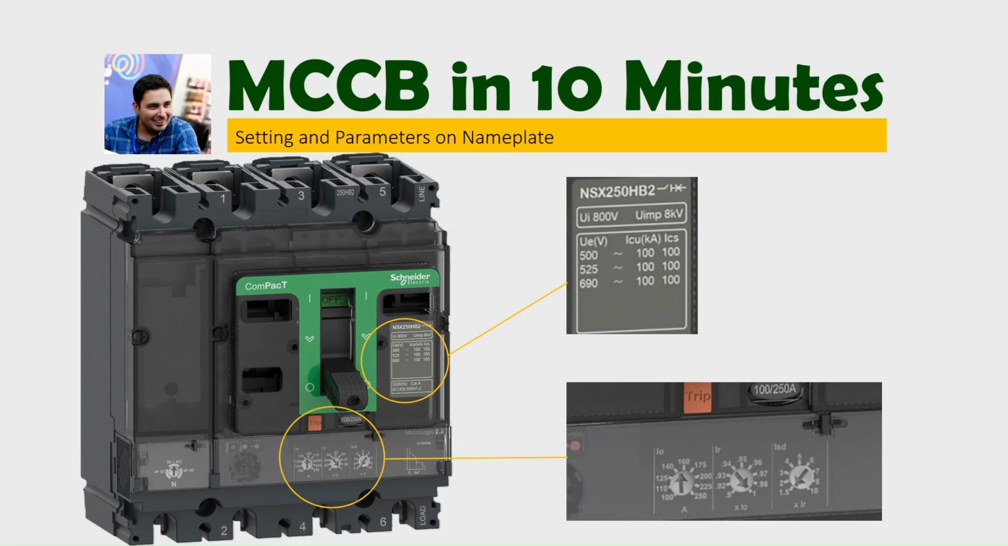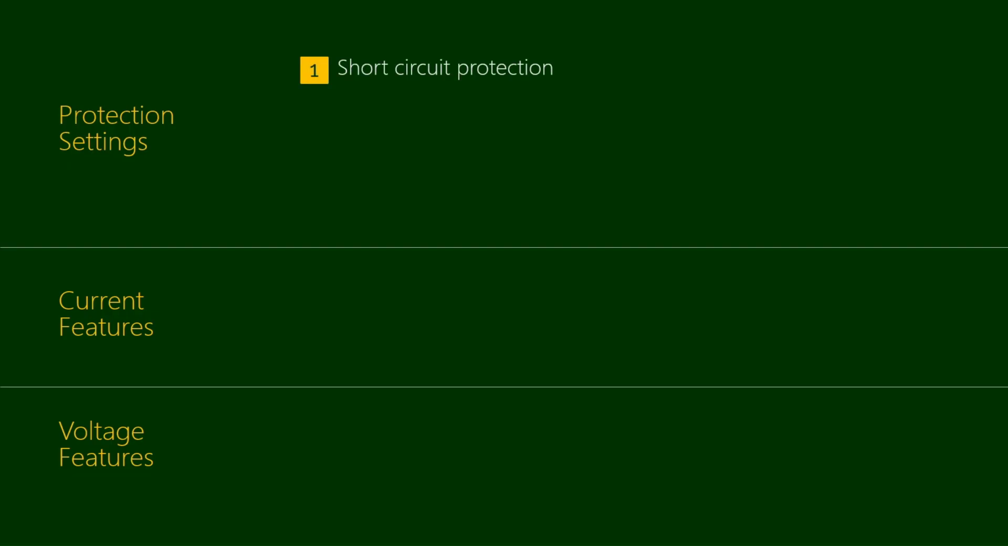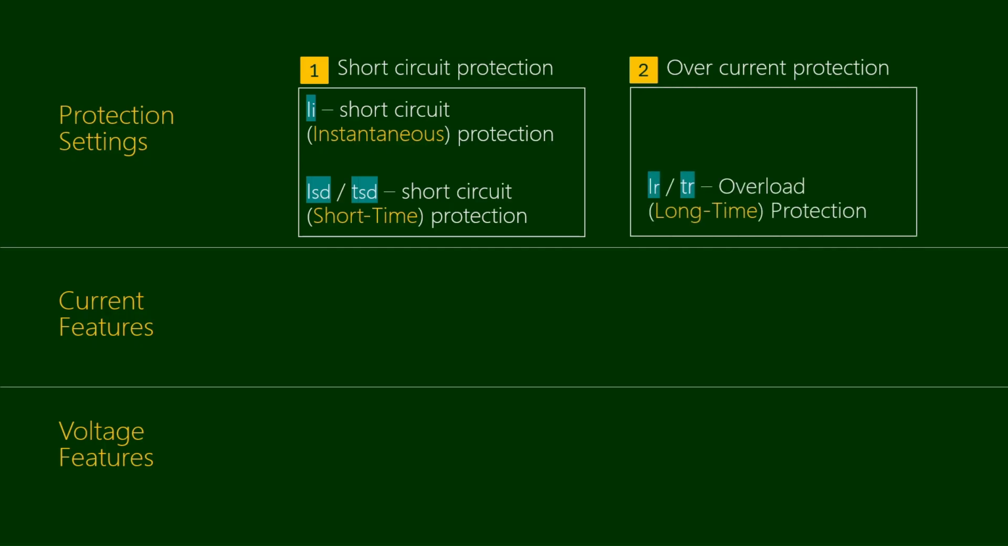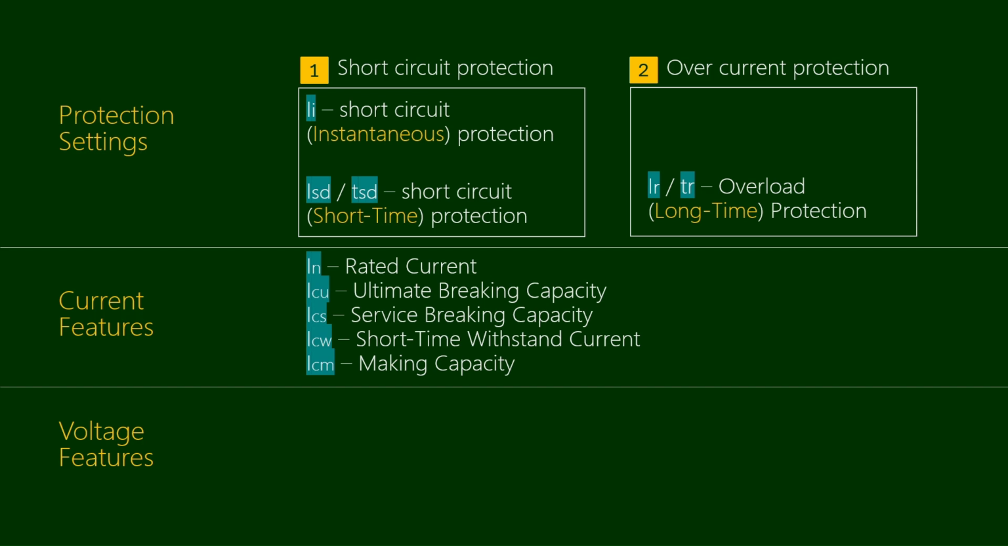So in this video, we'll break everything down into 3 clear categories on an MCCB: voltage features, current features, and protection settings. This classification is based on the fact that MCCBs provide 3 main protection functions: short circuit protection, which includes both instantaneous and short time operation, and overload protection, which is the long time function. There are additional protection features related to ground fault and neutral conductor protection, but we are not covering those in this video. We'll leave them for a dedicated session later.